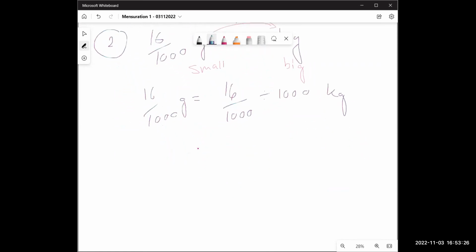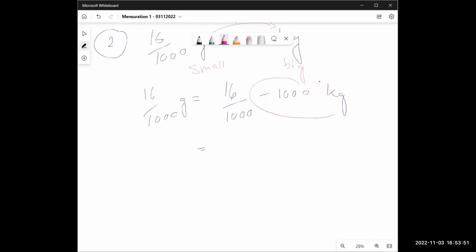How can I simplify this further? The thousands get cancelled. Cut the 1,000 and I get 16 kg. 16 gram is equal to 16 kg. No, that's wrong. Look, we don't cut it. Why? Because it must be being multiplied to cut it, and it must be a fraction.